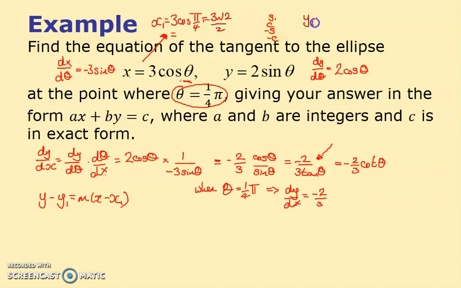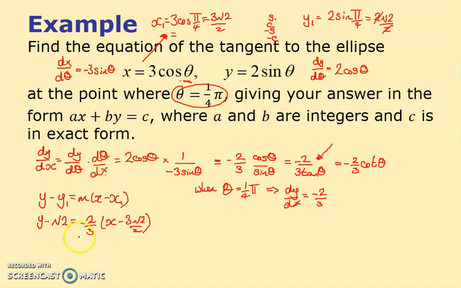And y1 is the same thing. It's 2 sine pi by 4. And again, sine of pi by 4 is root 2 over 2 again. So this is like 2 root 2 over 2, or I can just call it root 2. So this is y minus root 2 equals m, which is minus 2/3, times x minus 3 root 2 over 2.